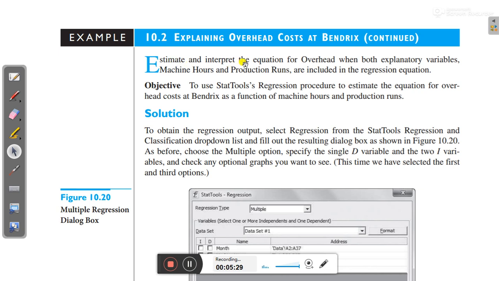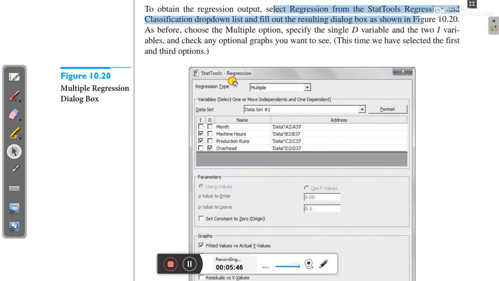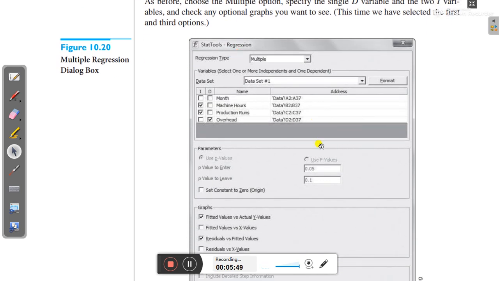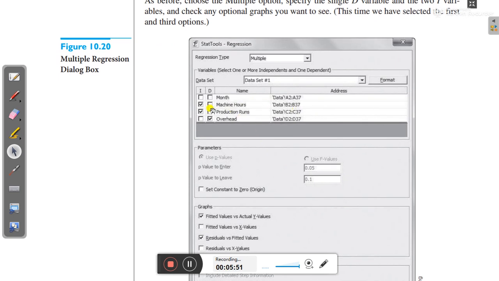suppose we estimate and interpret the equation for overhead when both explanatory variables, machine hours and production runs, are included in the regression equation. To obtain regression output, select regression from the StatTools regression and classification drop-down list and fill out the resulting dialog box as shown in figure 10.2. Using that tool, the data set is given, overhead is the dependent variable, and machine hours and production runs are the explanatory variables.